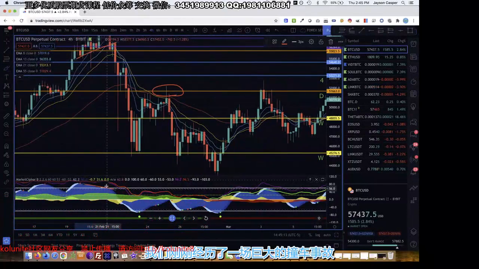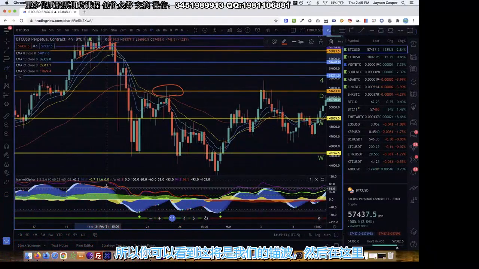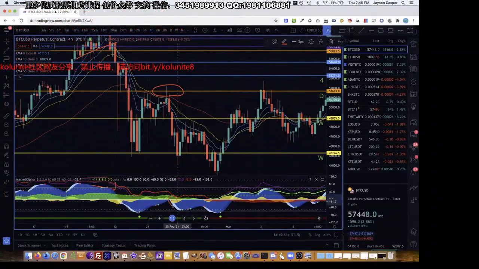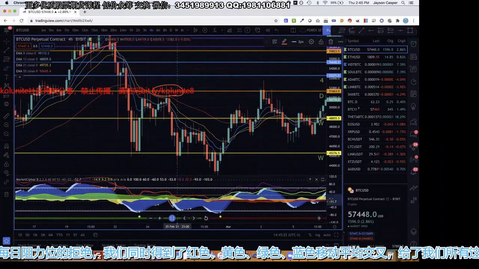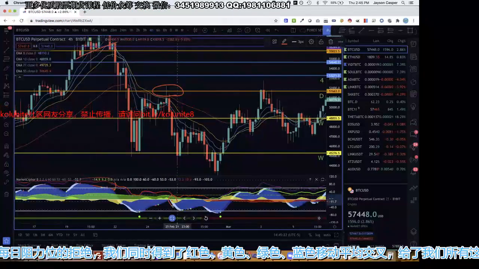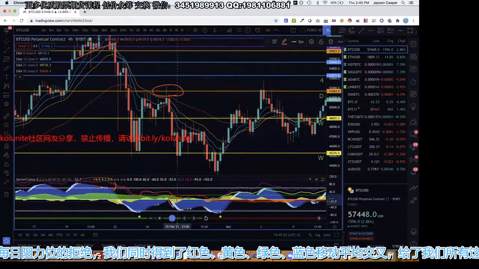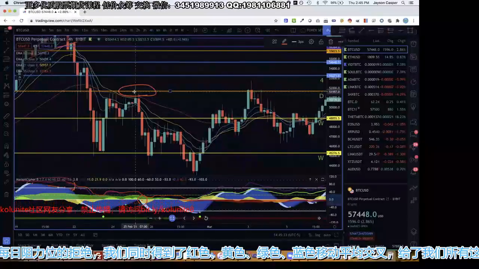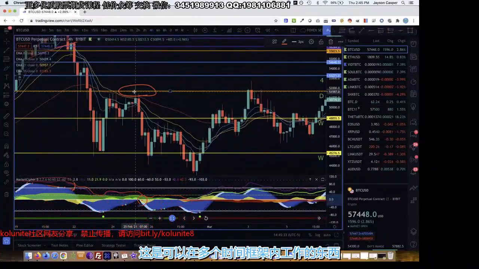We just had this huge crash, so you could see this would have been our anchor wave up here, and then right here, this would have been a red trigger wave. And we got the red trigger wave, we got the rejection off the daily resistance level, and we got the red, yellow, green, blue moving average crossover all at the same time, giving us all this confluence to enter short in this position. And guys, this is something that can work in multiple time frames.